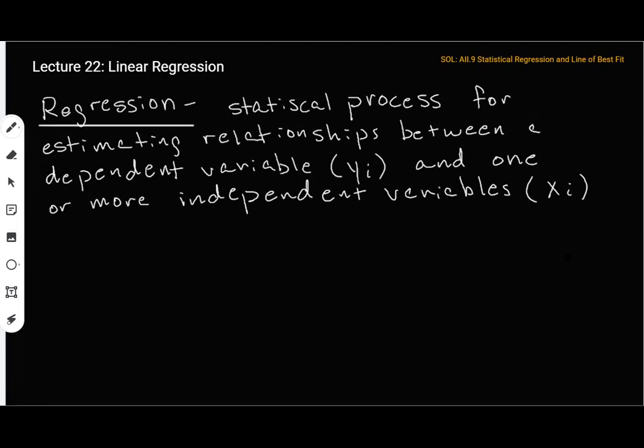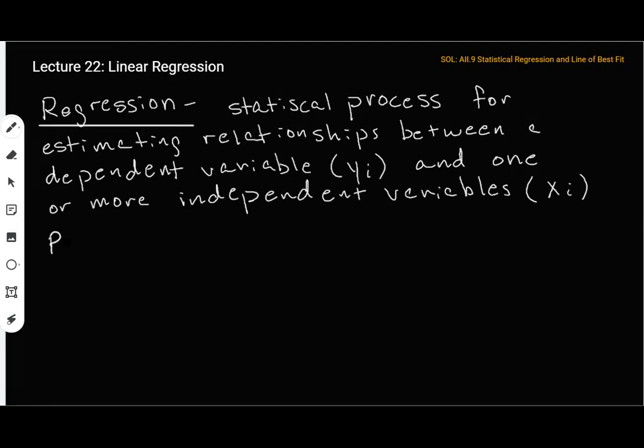So if you remember, x always comes first, so we're going to call that the independent variable. And whenever we do an ordered pair, y is going to come second. And y is always going to depend on what x is. So that's why we call y the dependent variable.